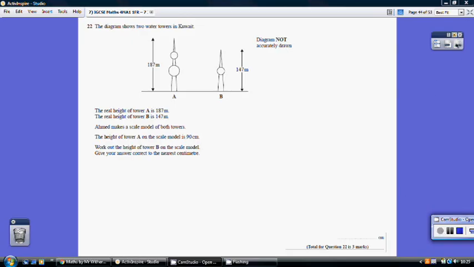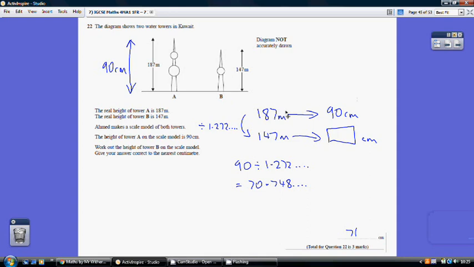Question 22. So, we need to get a scale to use here. Now, what we're saying is we're told that the height of Tower A on the scale model is 90 centimetres, but in real life it is 187 meters. So our 187 meters represents 90 centimeters on the scale.